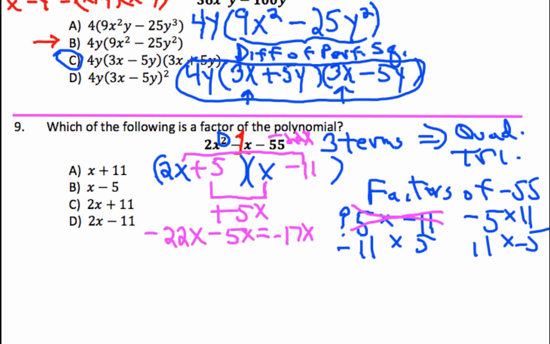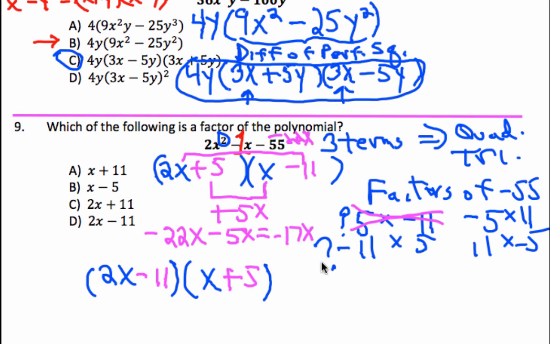So let's try the next possibility. Is negative 11 times positive 5 going to be the correct pair? Well, let's begin again. 2x. Now, this time we're going to try negative 11 times x, and we want positive 5. Let's see whether this gives us the correct answer. Well, when we distribute, we know we get 2x squared and we get the negative 55, and we have to check the x's. So let's try that.